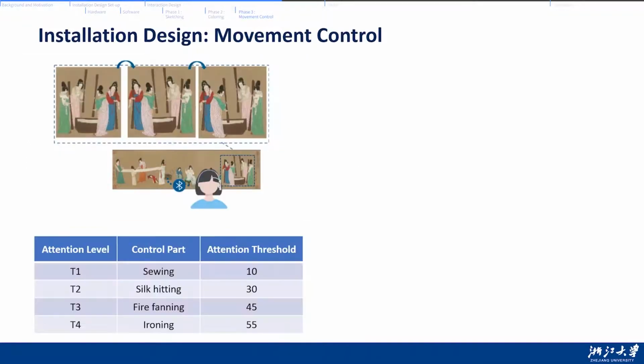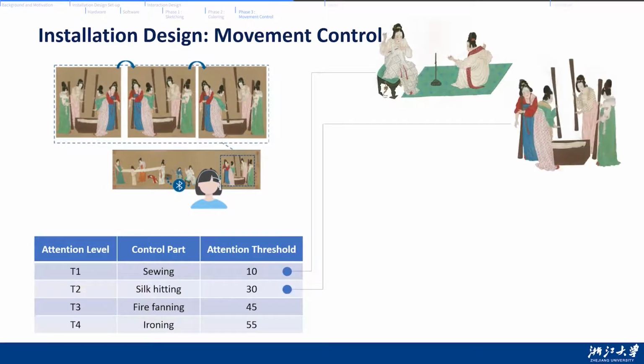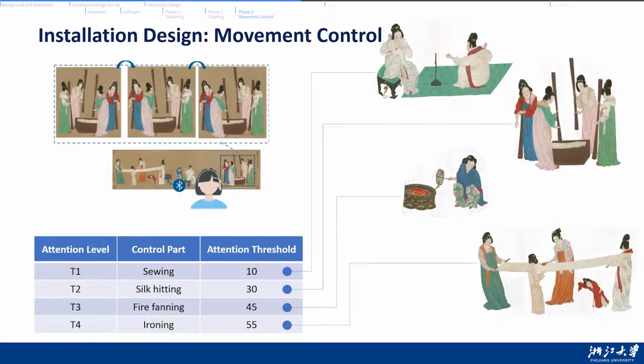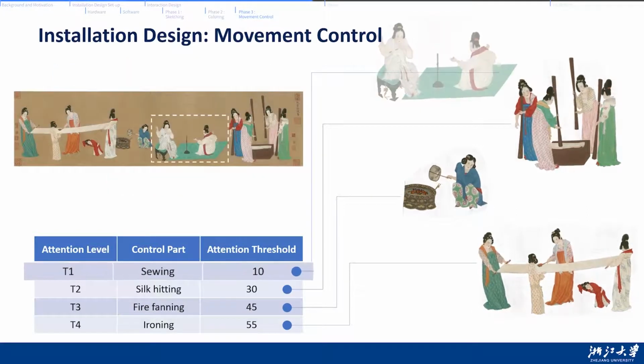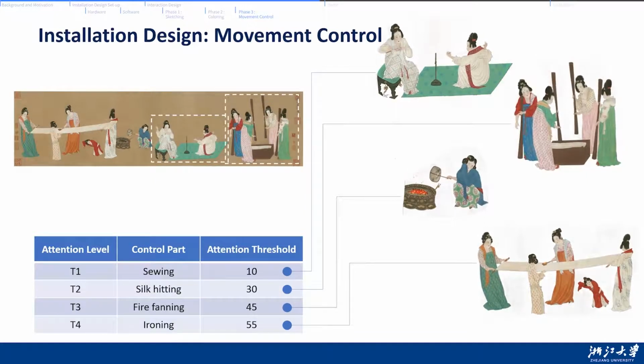We divided four attention thresholds to activate motion of different parts. Once the current attention value exceeds a threshold, the corresponding part is activated to move. We divided the threshold values in accordance with the silk making workflow. For example, the attention threshold for the sewing part is set to be smaller than the value for silk heating, which indicates a piece of silk should be heated after sewing.